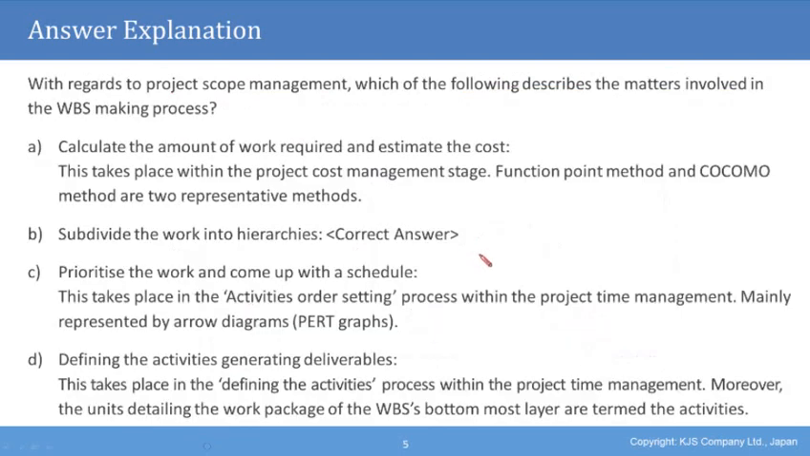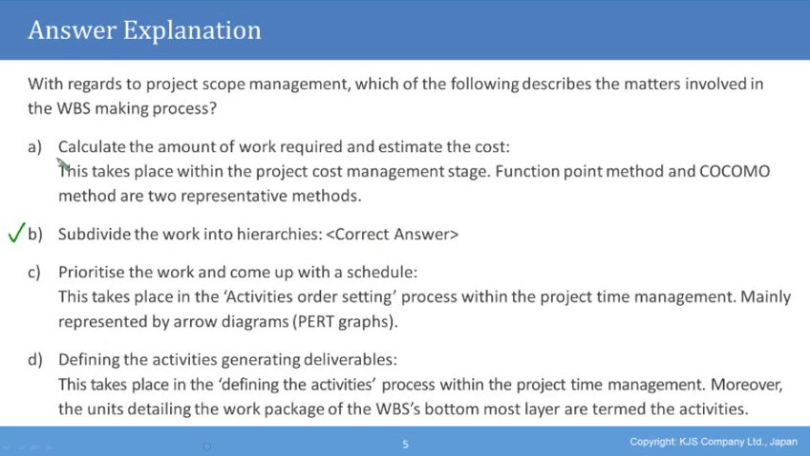So let us go back to the original question. The question was, with regards to project scope management, which of the following best describes the matters involved in the WBS making process? We just found that the WBS making process is about dividing the work into hierarchies and splitting this project into smaller, more manageable sub-projects. So we know that the answer is option B, because it says subdivide the work into hierarchies. So it is the correct answer.